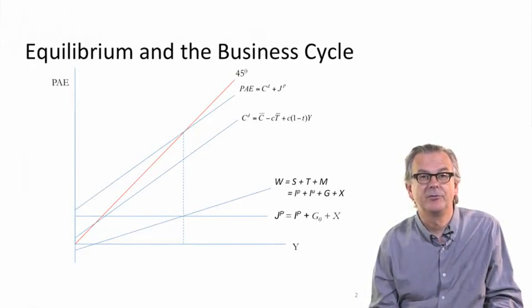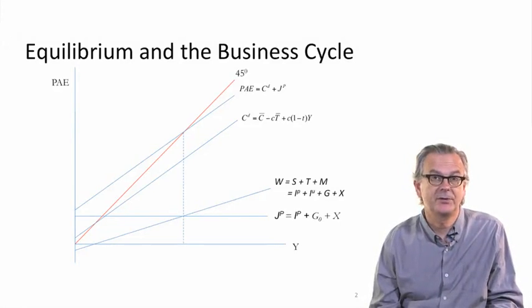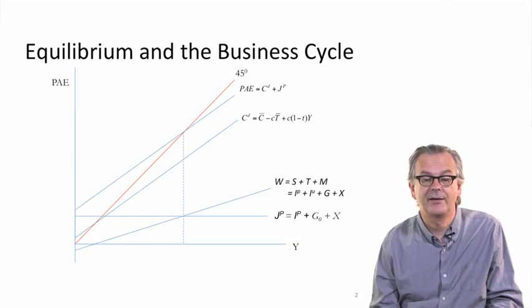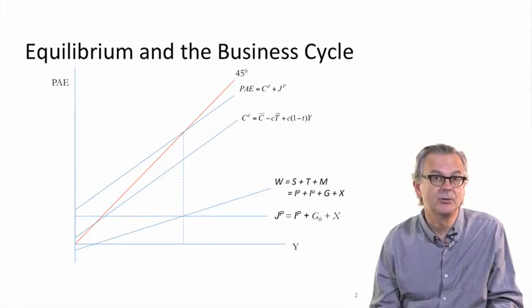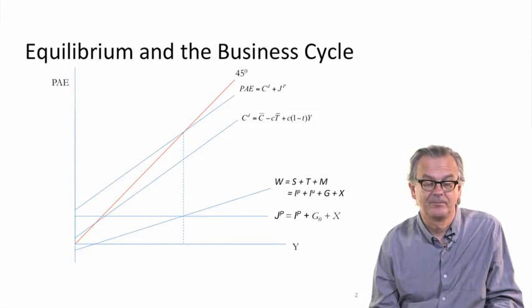One can think of equilibrium either as being in terms of withdrawals and planned injections being equal to each other, or one could think of equilibrium in terms of planned aggregate expenditure being equal to GDP. They're both really just different ways of saying the exact same thing.